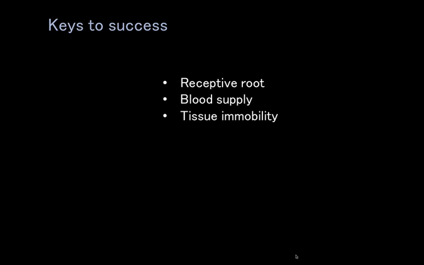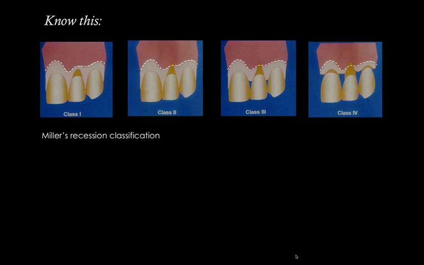And together with the tissue immobility, graft immobility, meaning no movement during the healing period, these three criteria are the keys to your success. And when you fulfill these criteria, your grafts will be successful. It's also important to know and understand Miller's recession classification that divides recession lesions into 4 categories. And this classification has been around for a long, long time, but it still holds up today, even now that we have much better and improved grafting procedures.